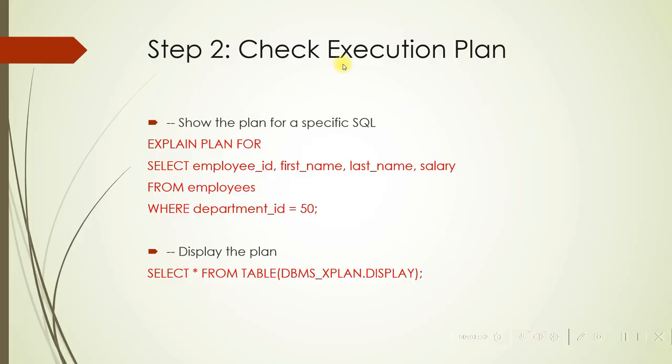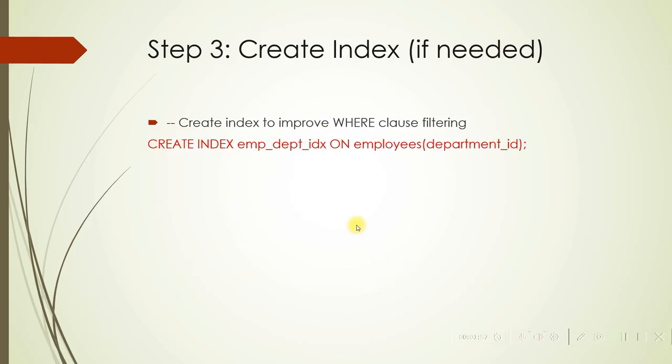Step 2, you need to check the execution plan for your SQL. Show the plan for a specific SQL. Explain plan for, you will use this SQL code. Explain plan for all the way down to department ID equal to 50. Display the plan, say select from dbms_xplan.display.